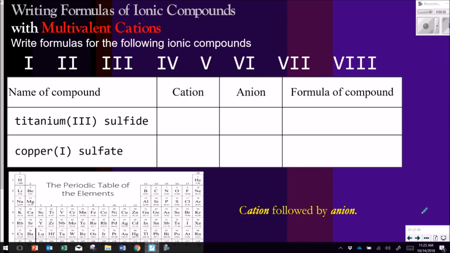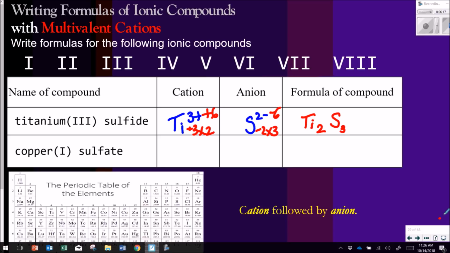Let's practice a couple more. Titanium(III) sulfide. So that titanium is Ti with a charge of +3. Sulfide is S with a charge of -2. To balance the charges, I have to multiply the titanium by 2. So +3 times 2 gives me a total of +6. And I'll multiply the sulfide by 3 because -2 times 3 gives me a total of -6. Now my charges balance. So for every 2 titaniums, I have 3 sulfides.